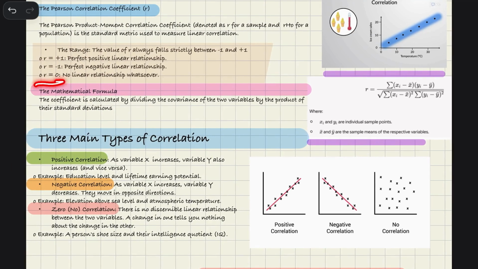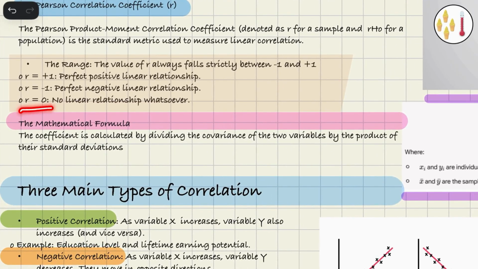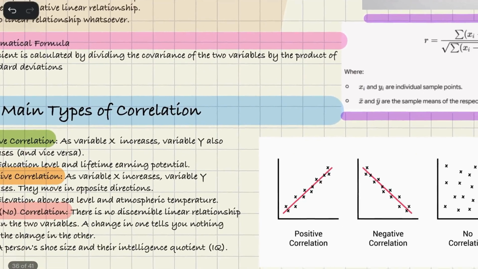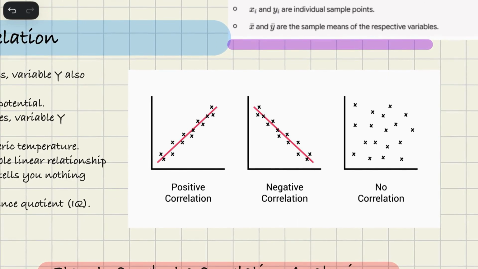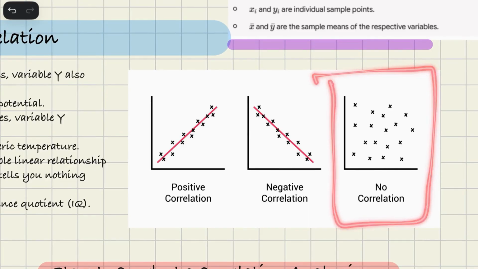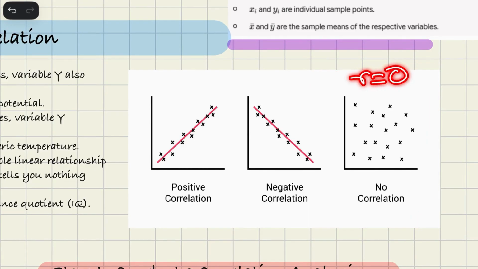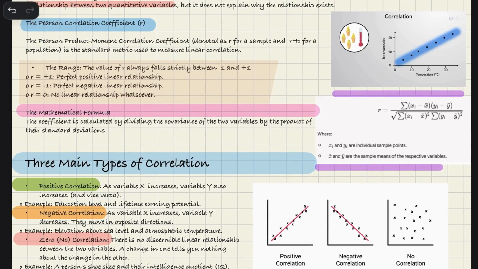And then we have the third scenario, where Pearson's r is equal to 0. This indicates that there is no linear relationship whatsoever. The scatter plot looks like a completely random cloud of dots. So you can look over here, this is what no correlation looks like. Here Pearson's r is completely 0.